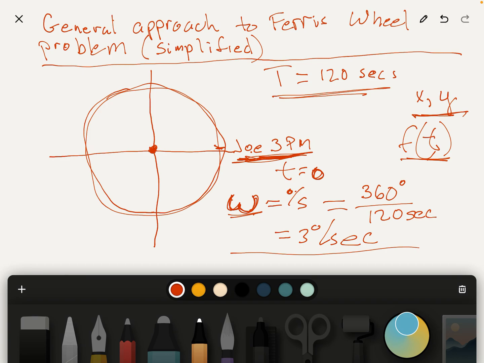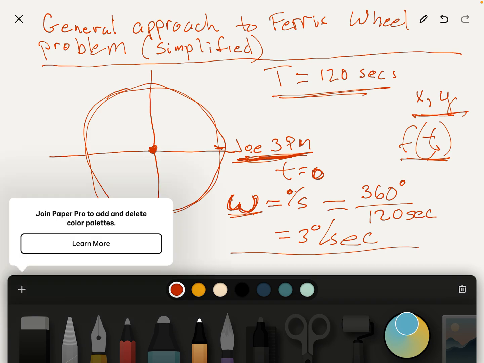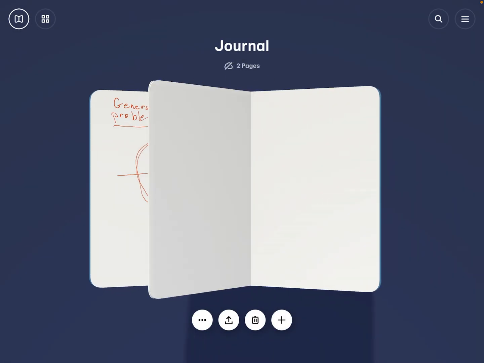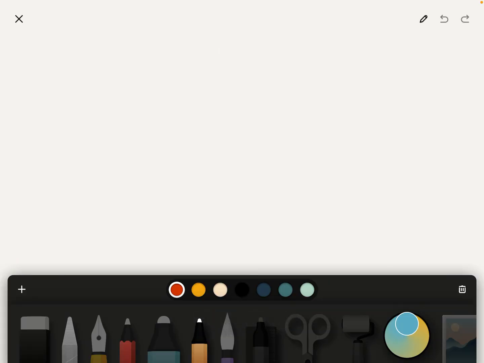Okay, now I'm going to continue on the next page. Let me see if I can add a page. No, that's not what I want. Let me do this. Okay, we'll add a page.